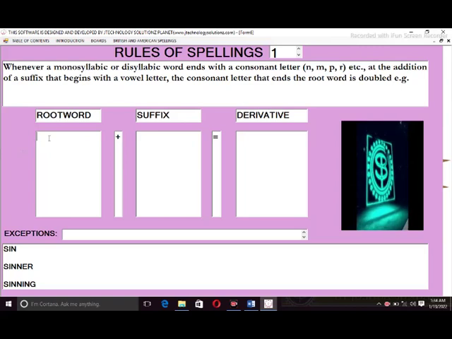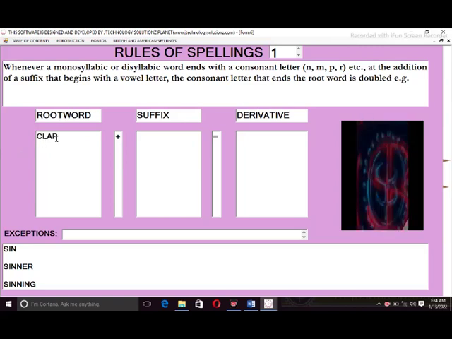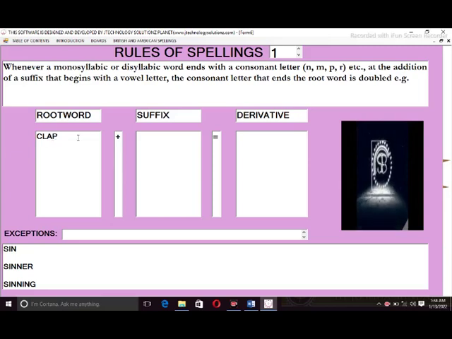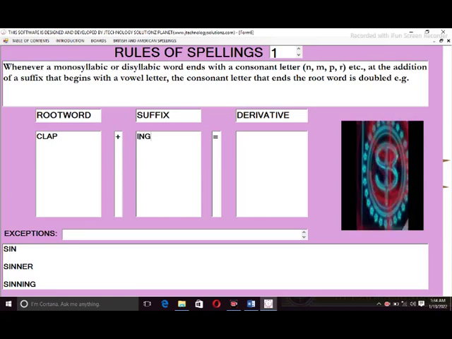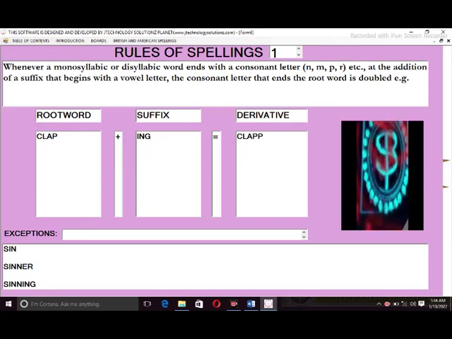Now, an example is clap. Clap ends with a consonant letter P. What rule 1 is saying is, if we are adding a suffix that begins with a vowel letter, I is a vowel letter, ing is a suffix, the last P that ends our root word will be doubled. That is why we have clapping.